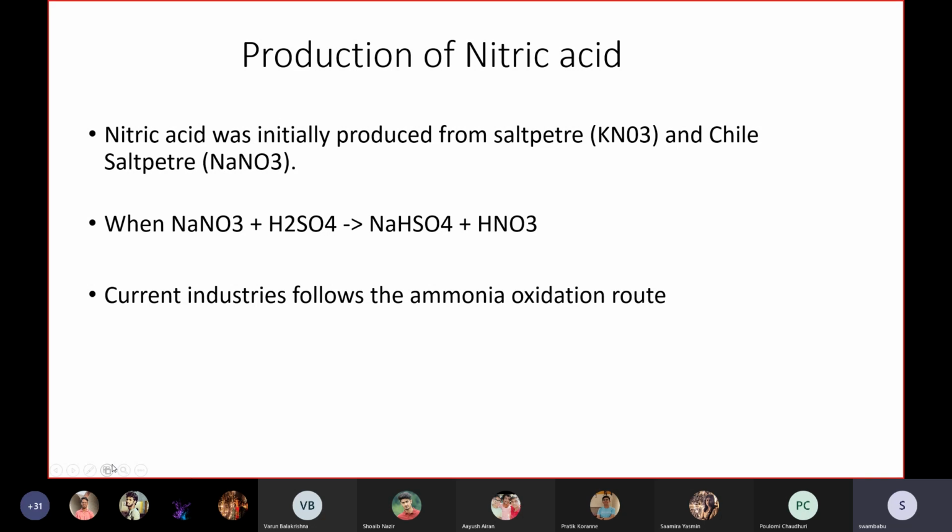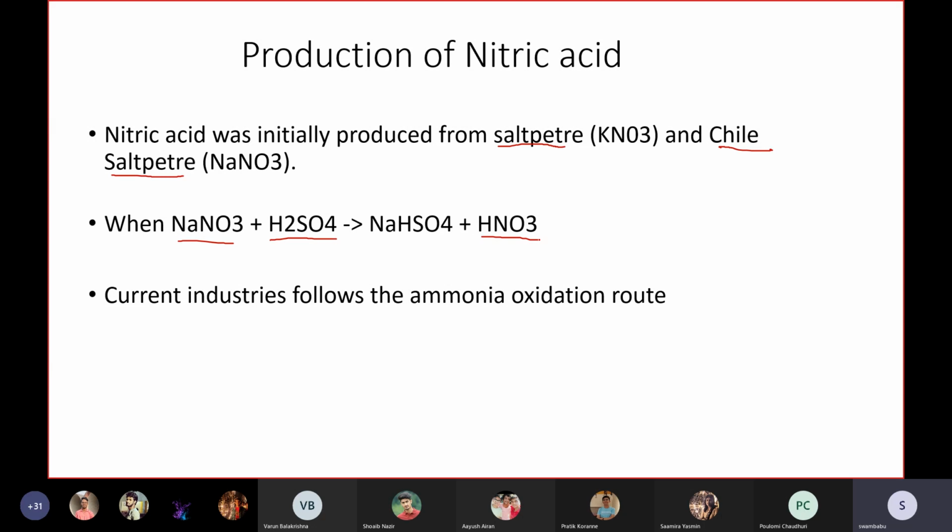These two are directly available underground. They used to mine these raw materials and react them with sulfuric acid to produce nitric acid. A typical reaction: sodium nitrate reacts with sulfuric acid and produces nitric acid. That is a very simple reaction.